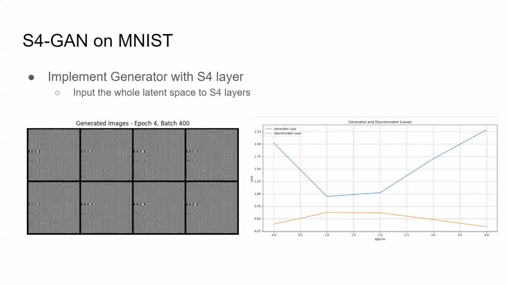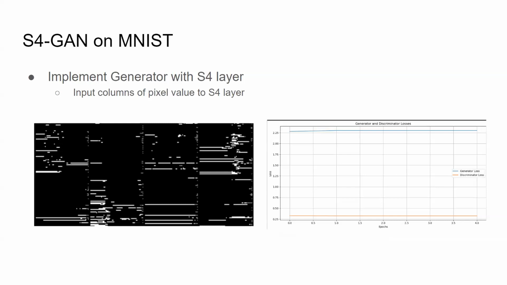We tried several architectures. The first we tried is the generator is composed of an encoder and a bunch of S4 layers and then a decoder. First, we try to input the whole latent space to S4 layers, hoping it can memorize some meaningful information. But as you can see, the output is all gray and contains no meaningful information. And if you look at the generator and discriminator losses plot, you're going to find that the discriminator is way more confident than before.